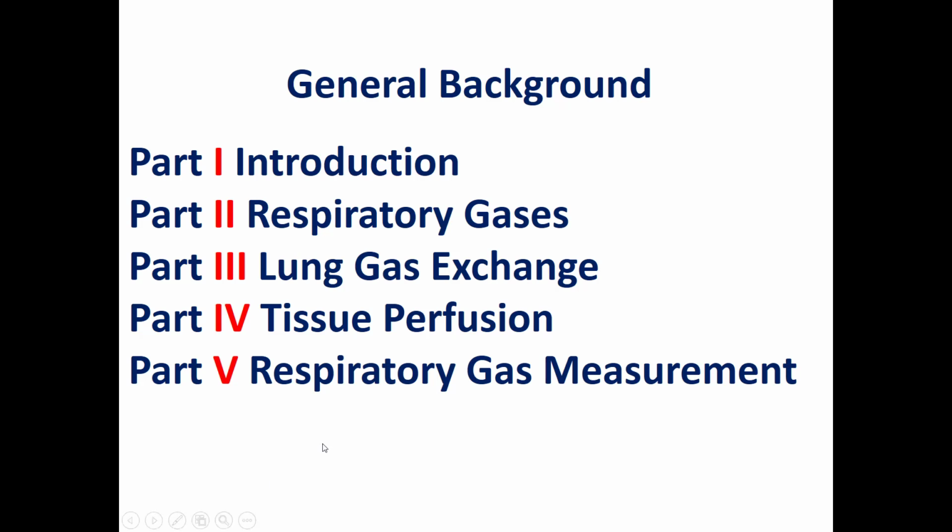Then we talked about the respiratory gas measurement, exactly the gas measurement in the artery. We talked about two laboratory devices, the lab co-oximeter and the blood gas analyzer, which are both used in the reading of the pH, the partial pressure of oxygen in the plasma and the partial pressure of CO2 in the plasma, as well as the oxygen saturation in the RBC cells.